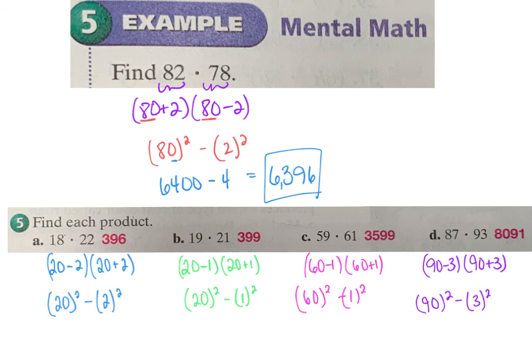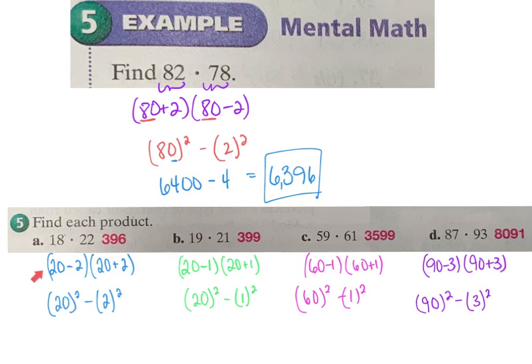So for this first one, they are both 2 away from 20. So 20 minus 2, 20 plus 2. So you square the 20, subtract the 2 squared. These are both away from 20 as well, 1 away. So 20 minus 1, 20 plus 1. 20 squared minus 1 squared. These are 1 away from 60. 60 minus 1, 60 plus 1. 60 squared minus 1 squared. These are both 3 away from 90. 90 minus 3, 90 plus 3. 90 squared minus 3 squared.